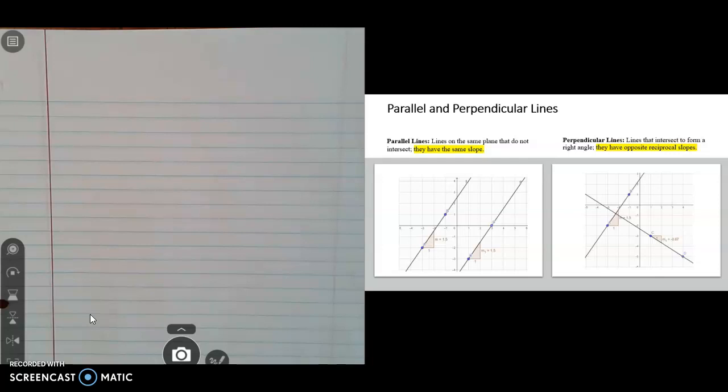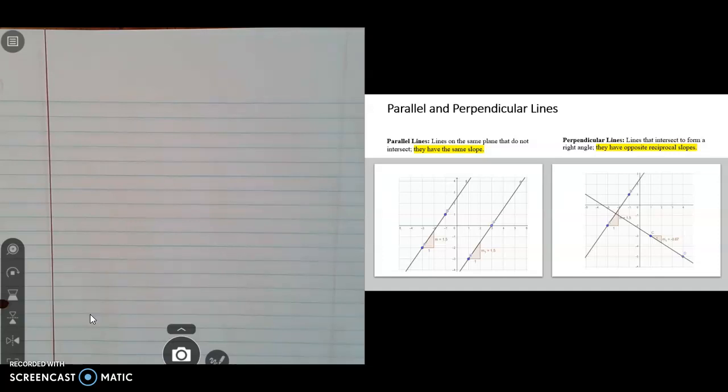So parallel lines are lines that are on the same plane that never intersect. When you look at them graphically, they're always going to have the same slope as each other. They have that same rise over run pattern so that they don't cross. So I have an example here of two lines, AB and CD, that both have a slope of 1.5 or 3/2. And you'll see that those are parallel and they never intersect.